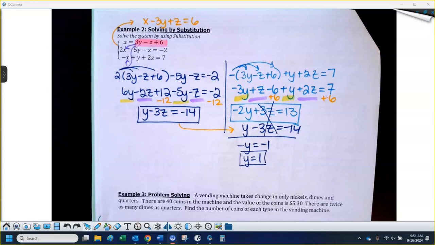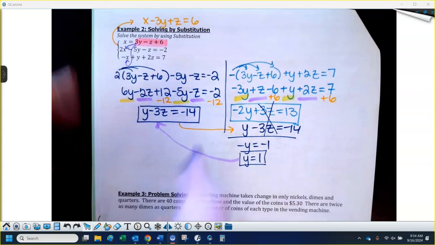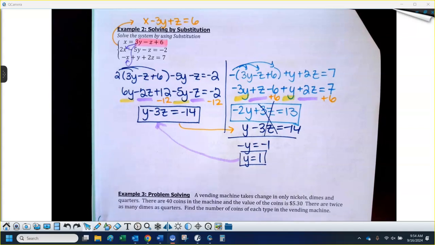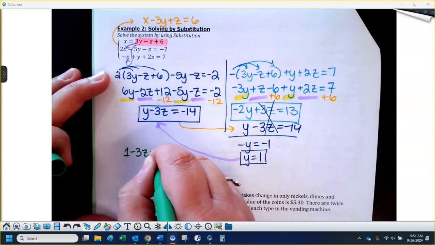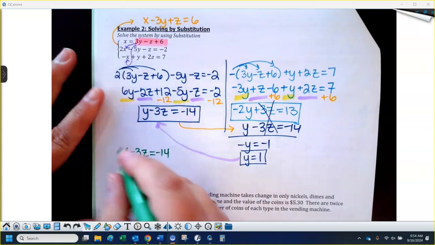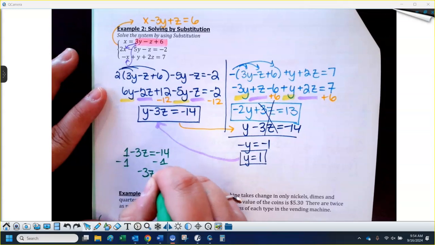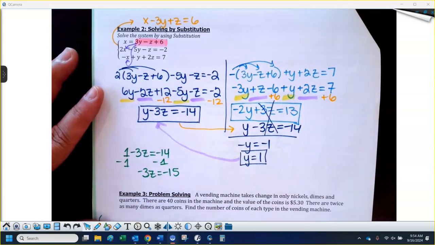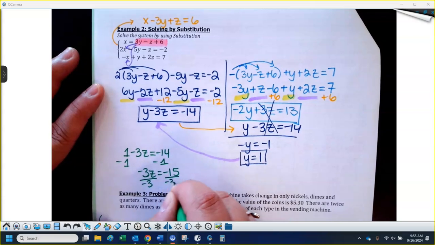Once you have that, then you just back up one step and you start substituting it in. It doesn't matter which equation you want to use. I might just use this one because it has smaller coefficients there. I know y is 1, so 1 minus 3z equals negative 14. I'm going to subtract the 1. So we get negative 3z equals negative 15. And I'm just going to divide by negative 3 real quick. The negatives are going to cancel out there, so z is going to be positive 5.